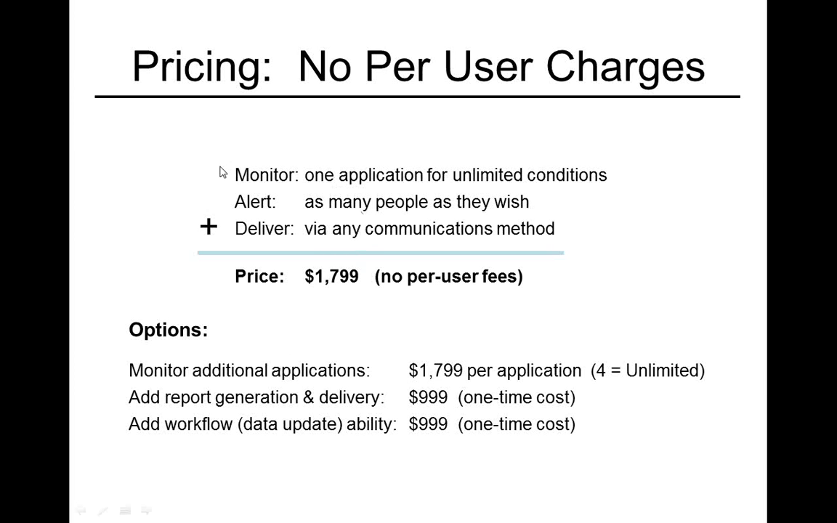Let's say that you want to monitor a single business application that you own, such as an ERP solution. This could also apply to a CRM solution, or for that matter, even an HR solution. With KnowledgeSync, you can monitor a single application for an unlimited number of conditions and trigger alerts to as many people as you want, not only people within your organization, but even external customers, prospects, suppliers, and the like. And you want to deliver those alerts via any communications method, such as email, fax, instant message, social network, screen pop, or even web dashboard.